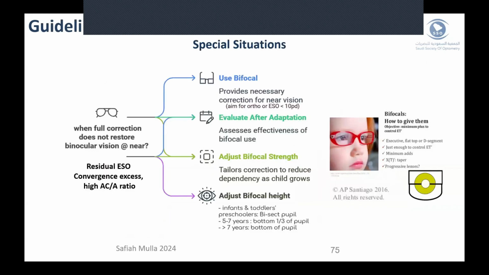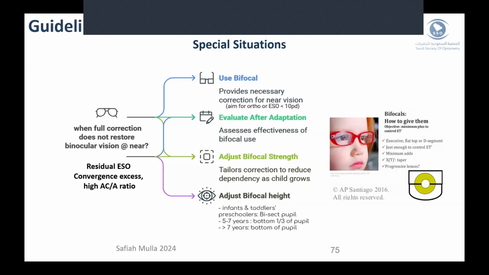You will have special situations that need a special type of prescription, such as when you give full correction for accommodative esotropia at near, but it does not restore binocular vision at near. The child still has some esotropia at near. We call it residual esotropia, or because they have a convergence excess, high AC/A ratio. Then you need to give them a bifocal. But when you give the bifocal, you need special considerations regarding this, and you need to explain to the parents also.